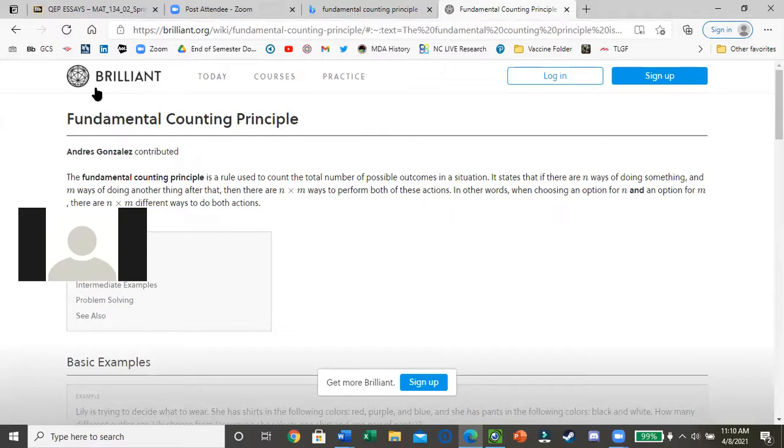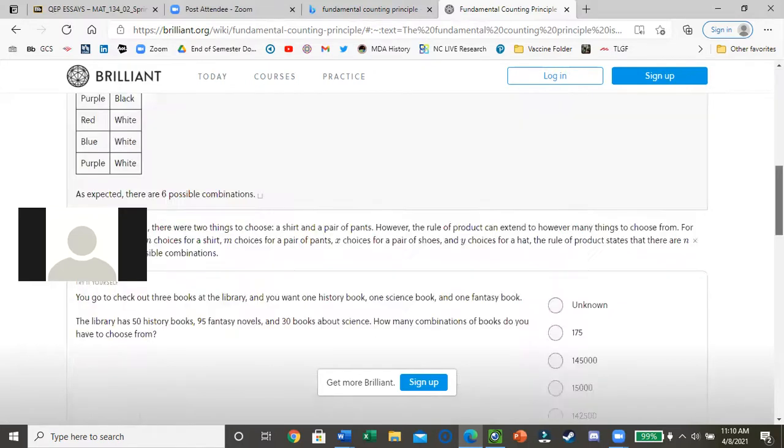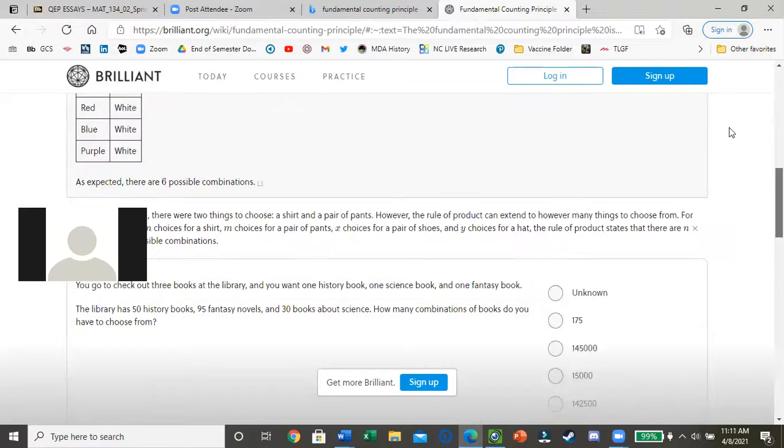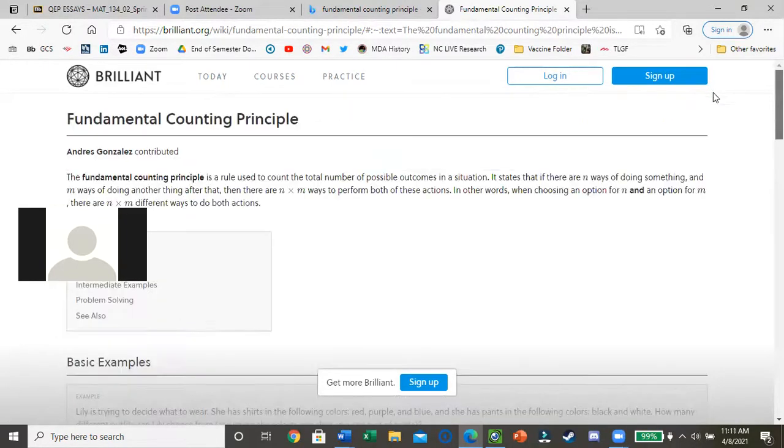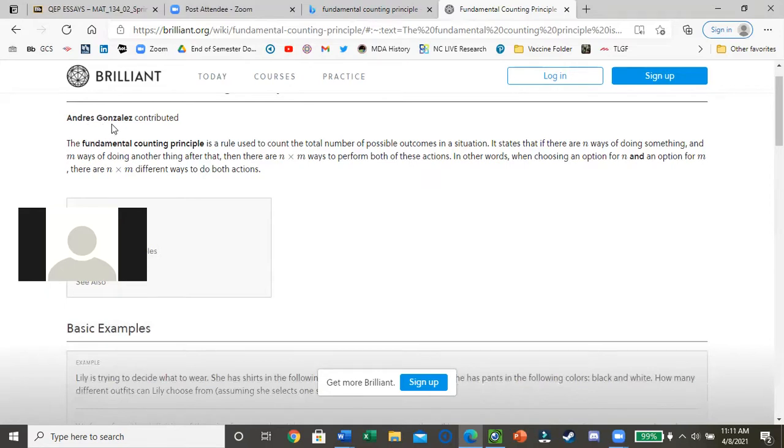And so what would you list as a source? Well, you could list the Brilliant web page. And let's see, does it give a date? It doesn't give a date. Okay, and it gives Andreas Gonzalez. You can put that by that, and it doesn't give a date, but you can put the URL down. So just a URL is not enough. You have to list the web page and who it was by and stuff like that.